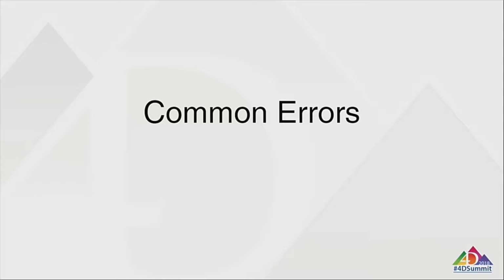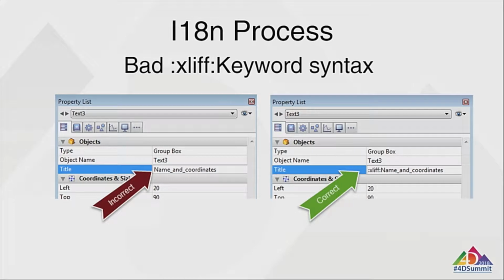In the process, we can make some errors because the process is a manual process. Then, I'm going to show you the common errors that we can make in the process. The first one is forgetting the XLIFF prefix. That is normal because we are doing the process manually, and this is a problem.